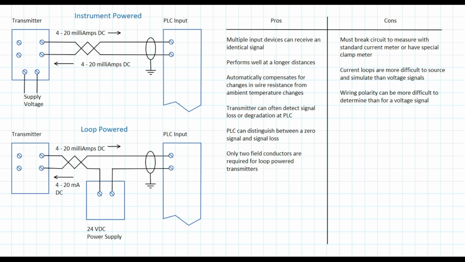4 to 20 milliamp current loops are the clear winner among the standardized signals. However, that doesn't come without increased complexity that makes it more difficult to troubleshoot and more difficult to wire. Also, the differences between loop-powered and instrument-powered circuits must be understood.